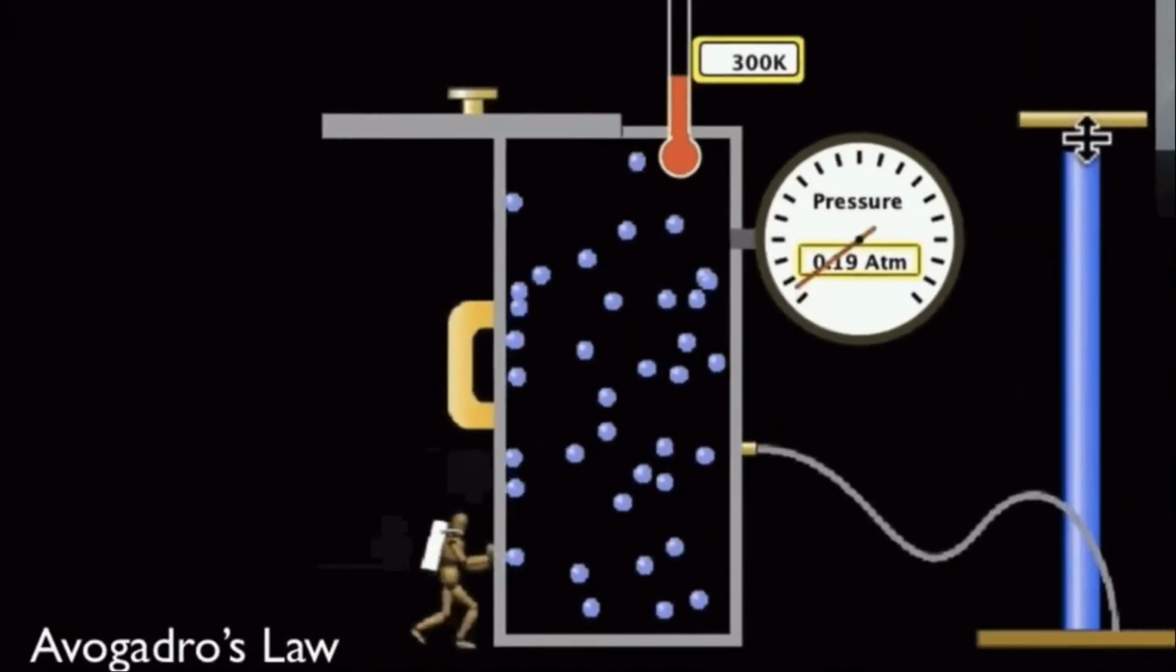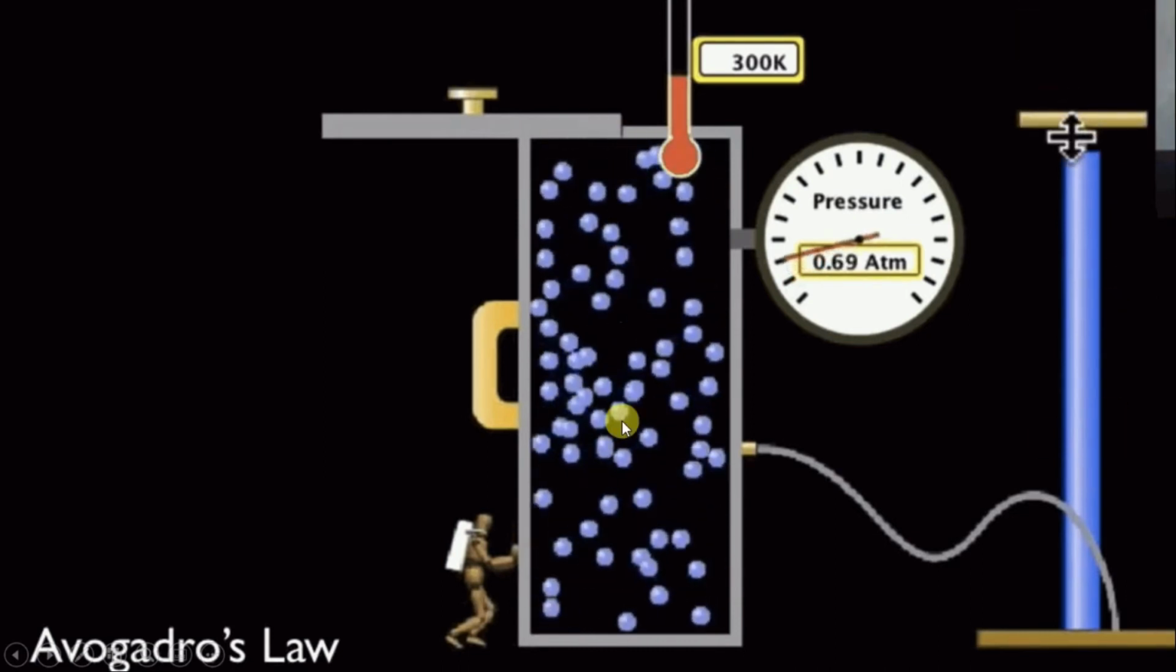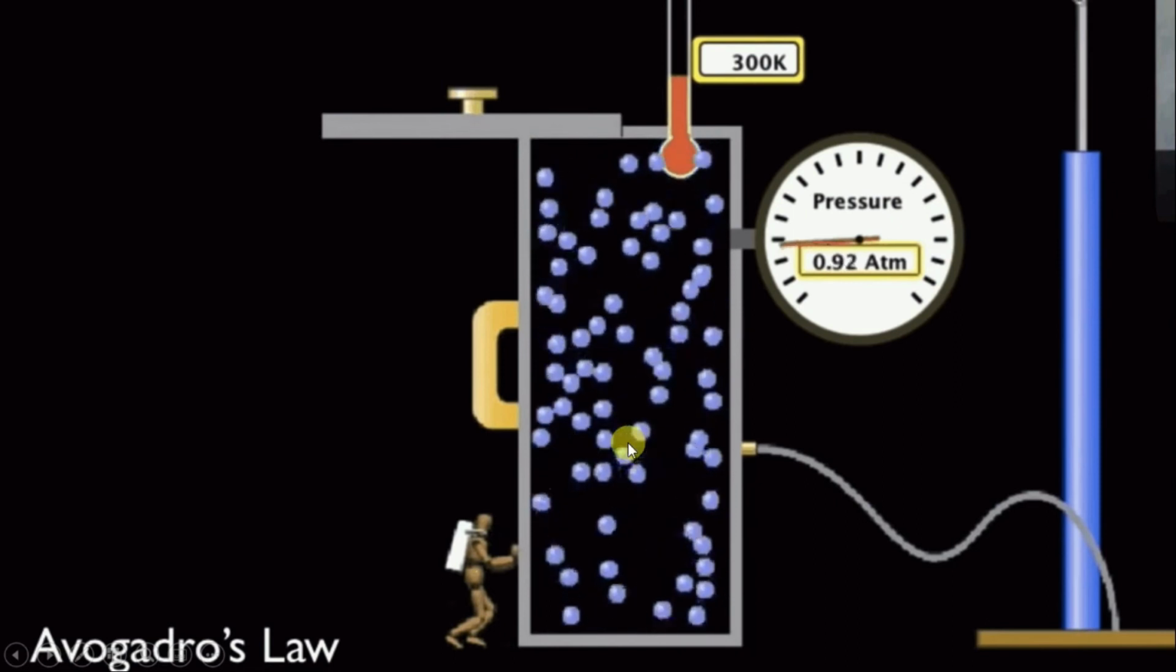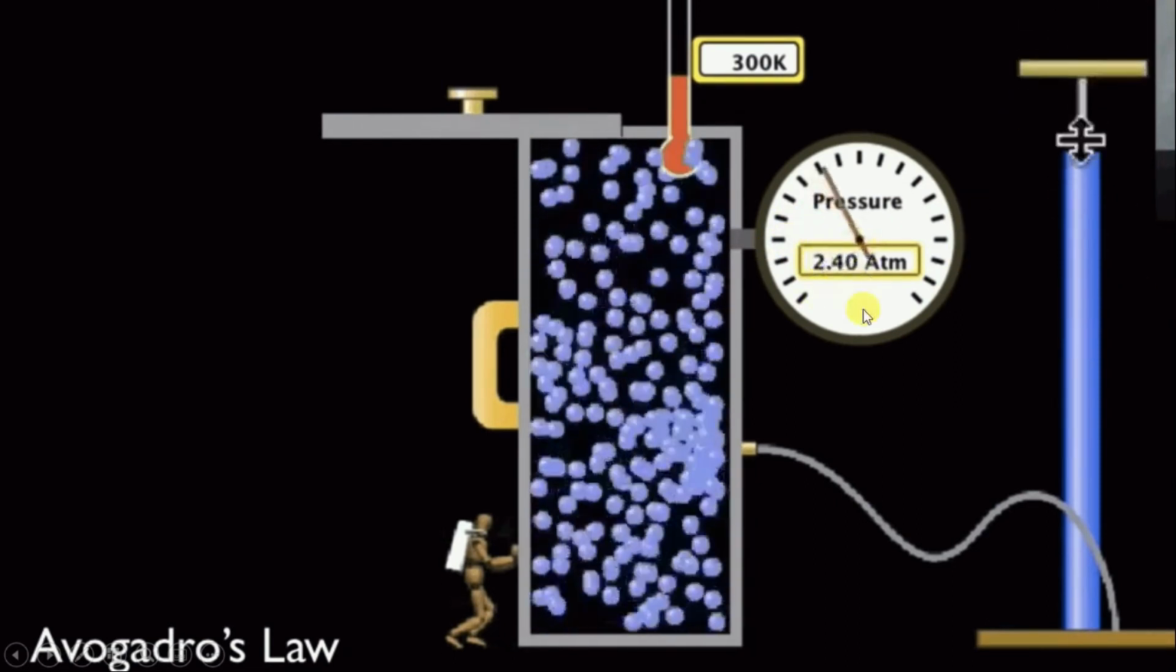So here I have given an example. You can see here we have a pump to increase the number of molecules inside the container. Once I start to fill the air inside the container, you can see the pressure will rise.